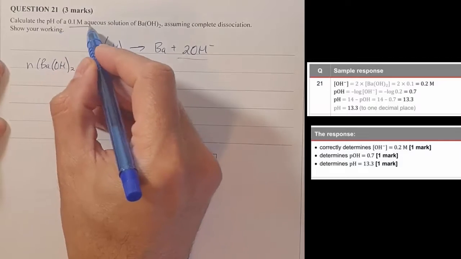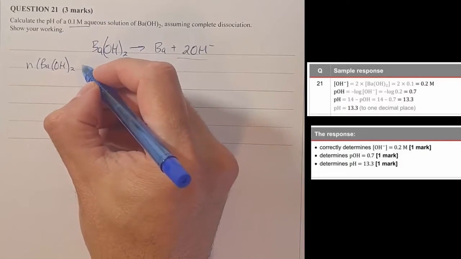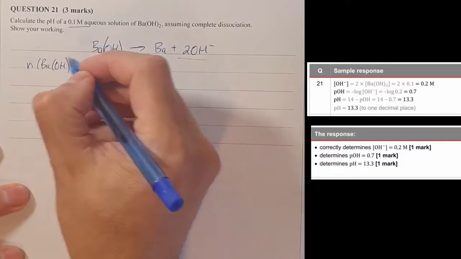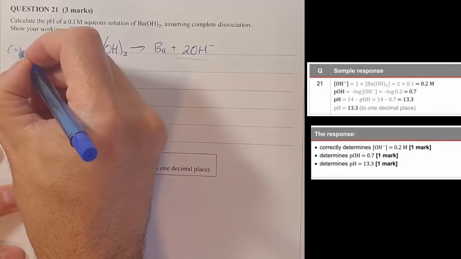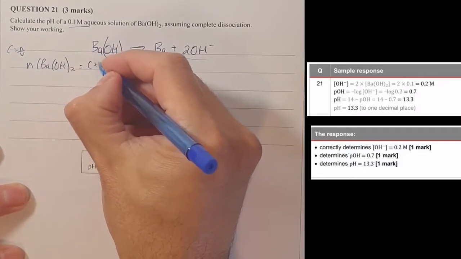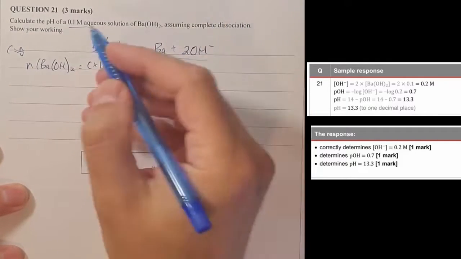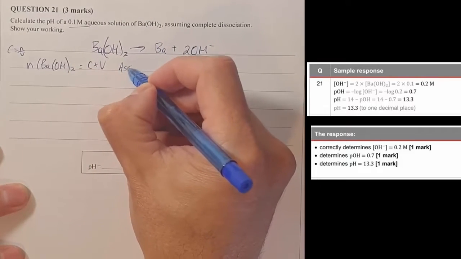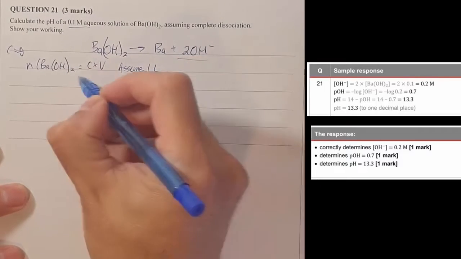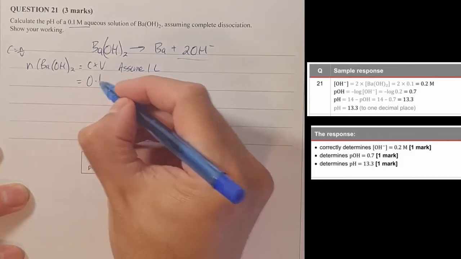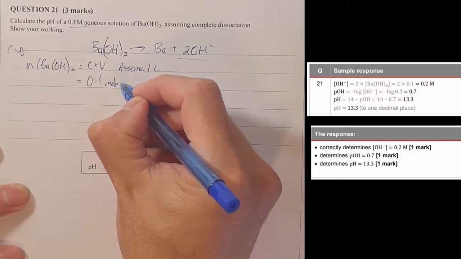It's 0.1 molar. Okay, so concentration, C equals n on V. So number of moles is C times V, we'll assume 1 liter. Okay, so we're just going to assume 1 liter. So the number of moles for 1 liter is 0.1 moles.